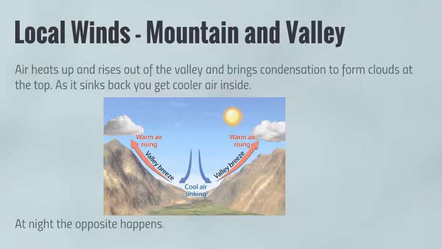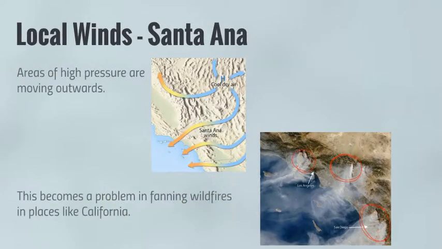In mountains and valleys, we have something else happening. The air inside the valley heats up and is going to rise outwards. Then the cool air is going to come back inside and provide some cooler air for them. Right, we also have the Santa Ana. This is in the other coast in California. High pressure is moving outwards, which is not good for wildfires. It fans them and helps them spread more quickly.